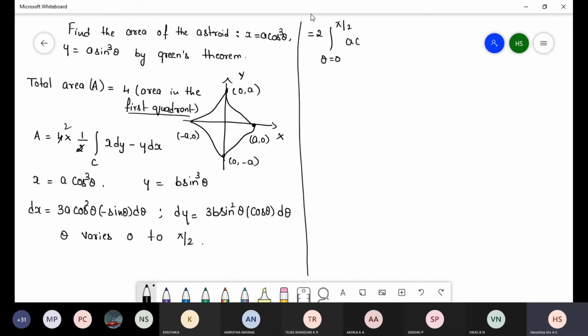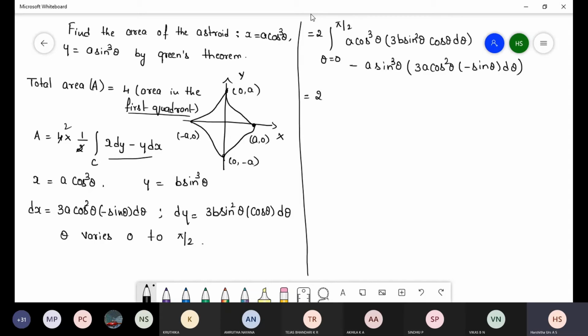X value is a cos cube theta. dy is 3a sin square theta cos theta d theta, minus a sin cube theta, that is the y value, times the dx value, which we are substituting: 3a cos square theta into minus sin theta d theta.